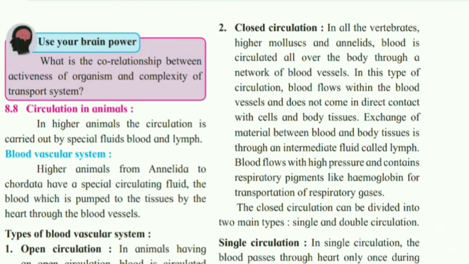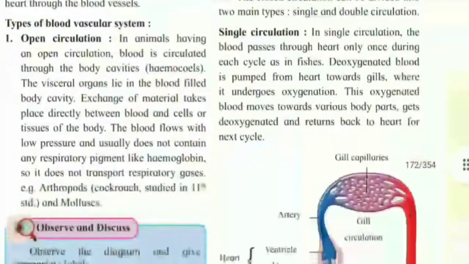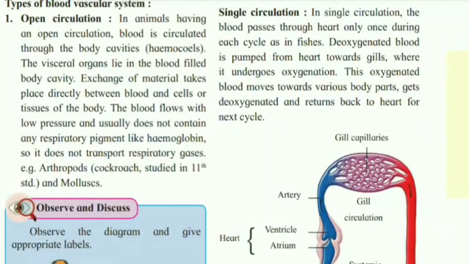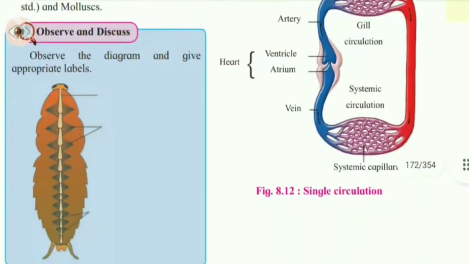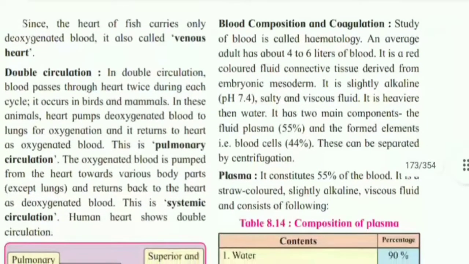The closed circulation can be divided into two main types, that is single and double circulation. So let's see single circulation. In single circulation, the blood passes through the heart only once during each cycle, as in fishes. Deoxygenated blood is pumped from the heart towards the gills where it undergoes oxygenation. This oxygenated blood moves towards various body parts, gets deoxygenated again and returns back to the heart for the next cycle. This is the single circulation diagram given. You can observe it. Since the heart of fish carries only deoxygenated blood, it is also called venous heart.